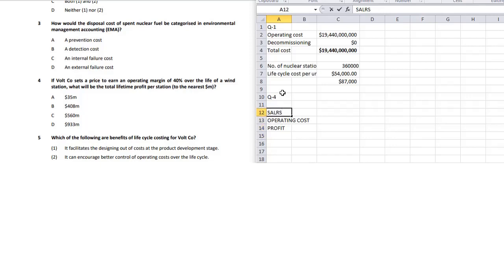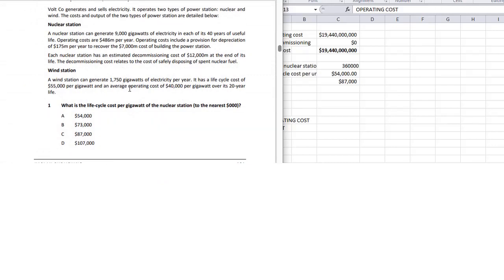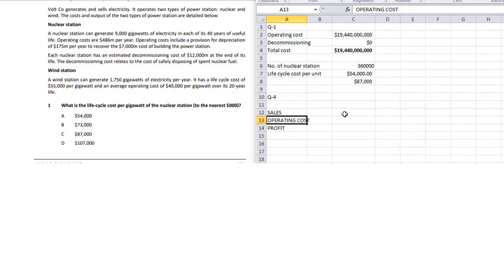So let's read out the scenario for the wind station. A wind station can generate 1750 gigawatts of electricity per year. It has a life cycle cost of 55,000 per gigawatt, which has already been calculated. And the average operating cost is 40,000 per gigawatt over its 20 years of life. Using this operating cost, we can find out the selling price.